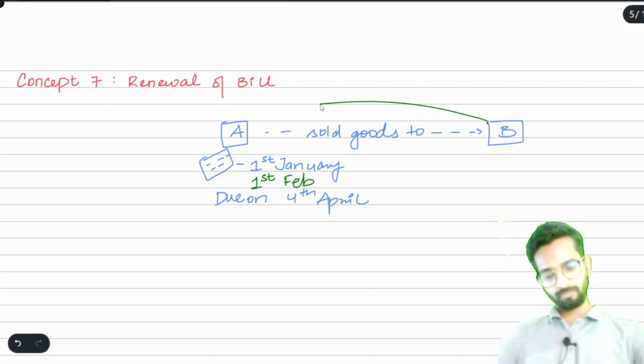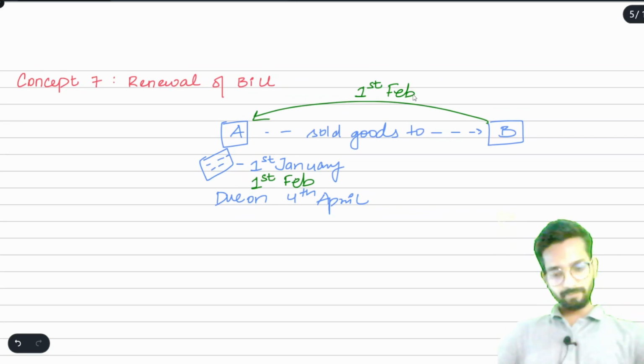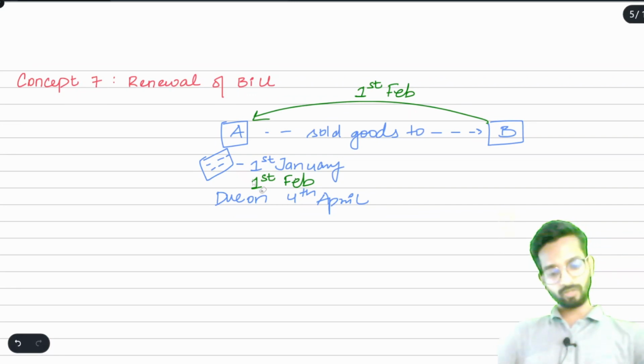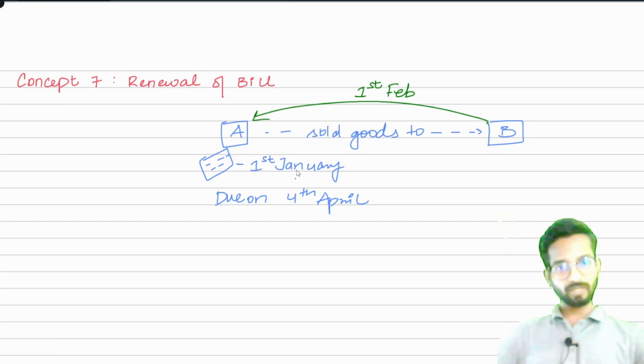Feb, B went to A's house, and B says, see, I won't be able to pay you money on 4th April. Can we do one thing? Can we make a new bill for say 30th May or 1st June or 2nd June, like that? It means basically he is asking for more time.